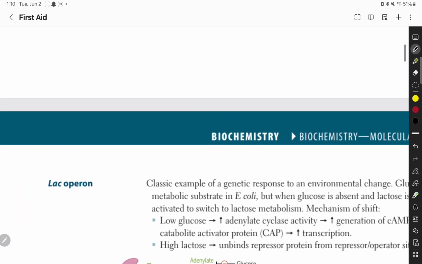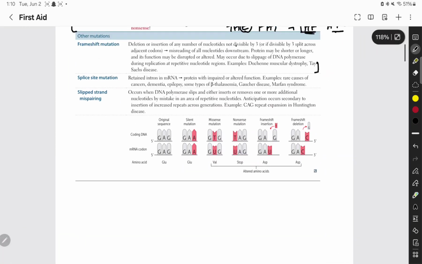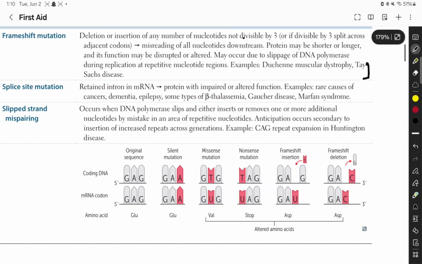So if this is not formed, it results in impaired or altered function. Rare causes of cancer, dementia, epilepsy, and beta thalassemia, as well as Marfan syndrome, are due to splice site mutation. So you need to remember this. This is due to retained introns in messenger RNA.